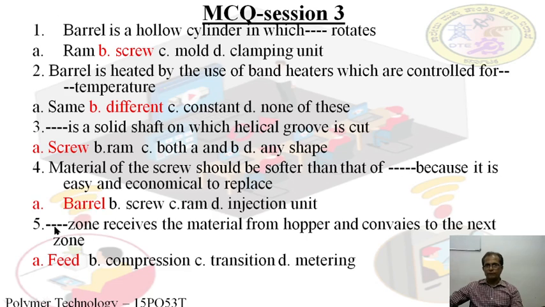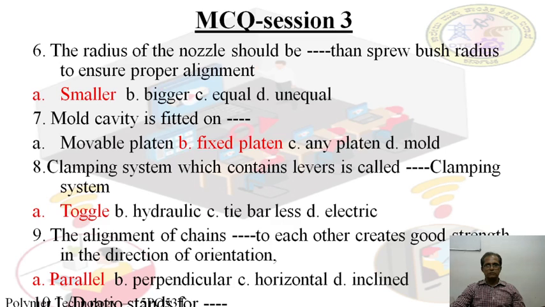Next, question number 5. Dash zone receives the material from hopper and conveys to the next zone. A. Feed, B. Compression, C. Transition, D. Metering. Feed zone receives the material from hopper and conveys to the next zone, not compression or transition or metering zone. Feed zone only receives the material from hopper. So answer A is the correct one.